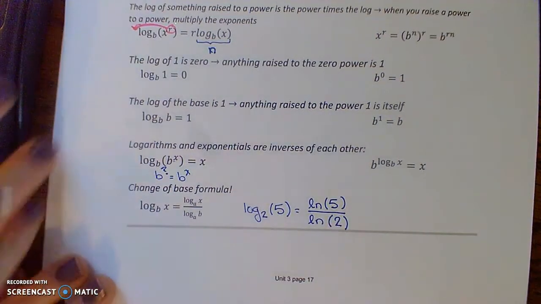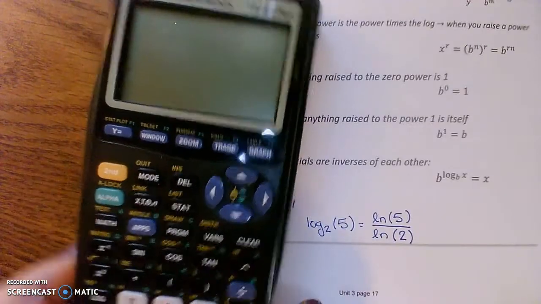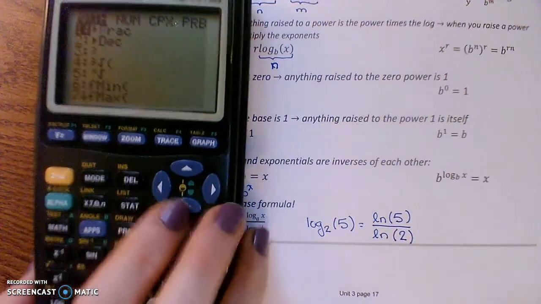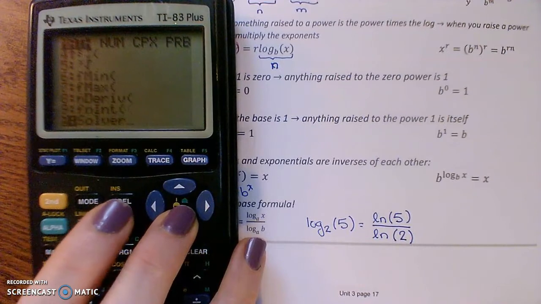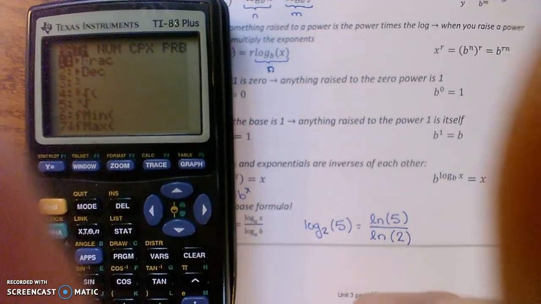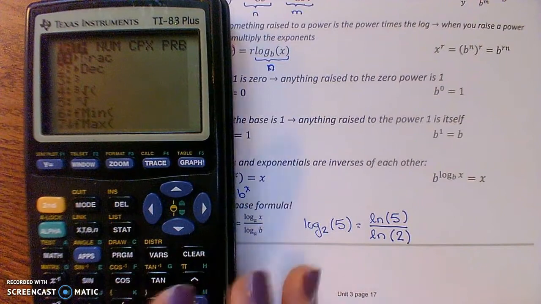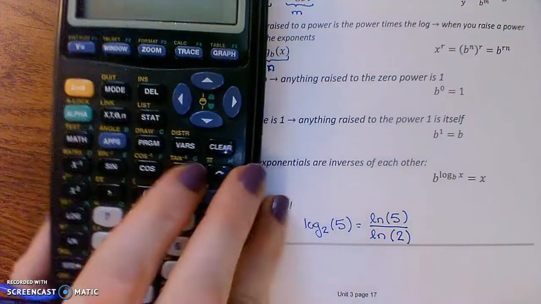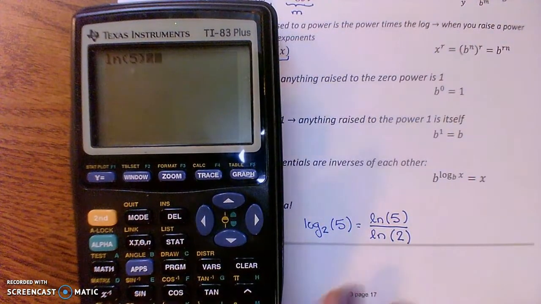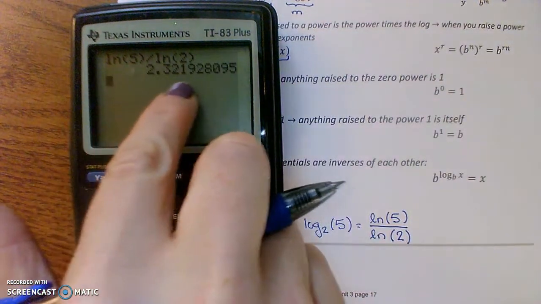So we can always scale from any base that we're given to any base that we want using this change of base formula. So again, there are two ways to calculate log base 2 of 5 on your calculator. Some of you might have a log base function under the math button. I don't have that on my calculator, but I think the TI-84 Plus does. But if you wanted to calculate log base 2 of 5, I would say natural log of 5 over natural log of 2. So that's going to give me 2.321, whatever.